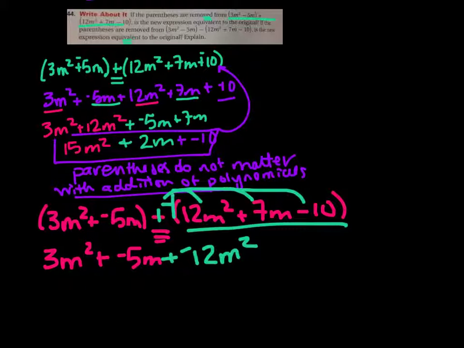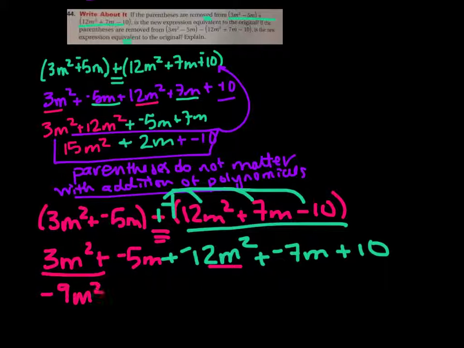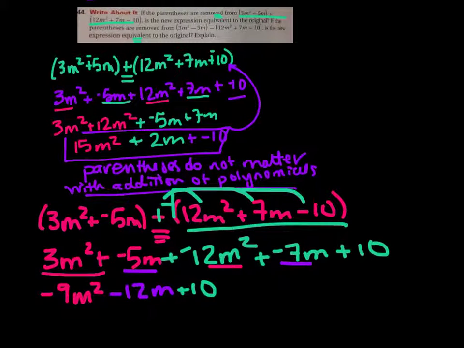So those parentheses, that tells me that parenthesis matters. So let's look and see what we have going on. If I have 3m squared plus negative 12m squared, I have negative 9m squared. And then I'm doing the same thing with these m's. We have negative 12m. And last but not least, we have plus 10. So I had the answer essentially negative 9m squared minus 12m plus 10.